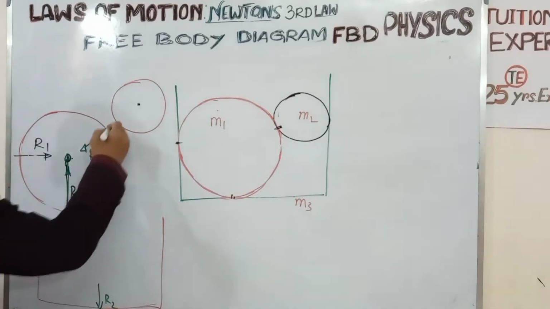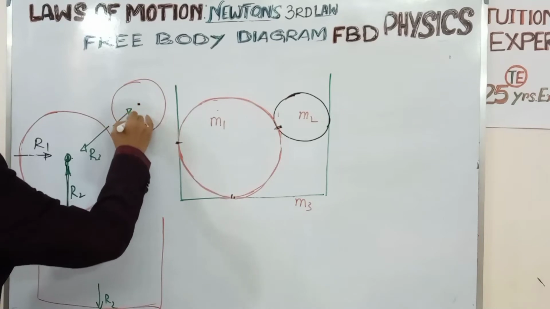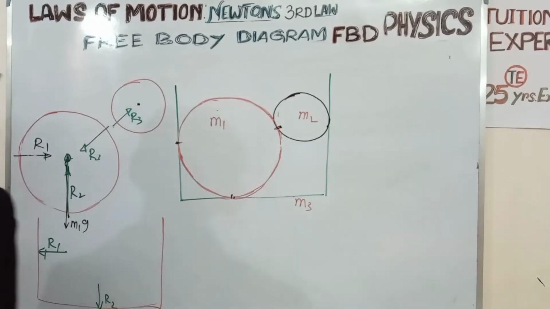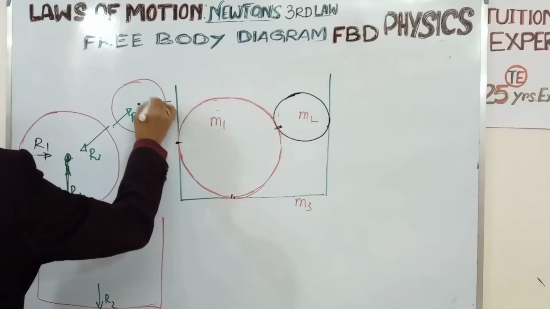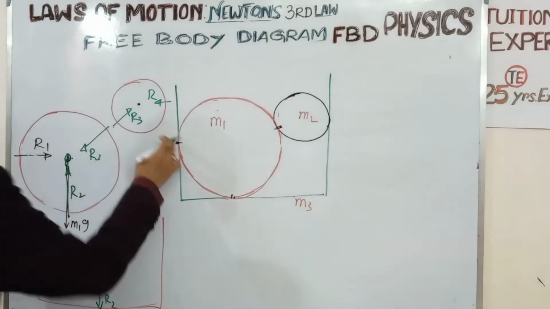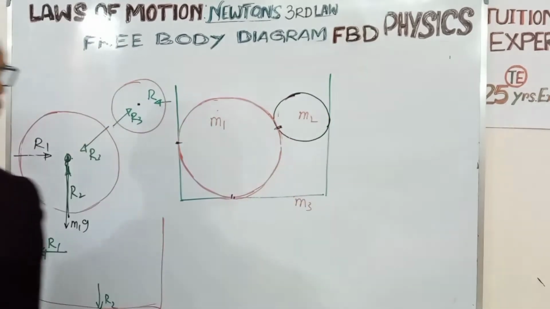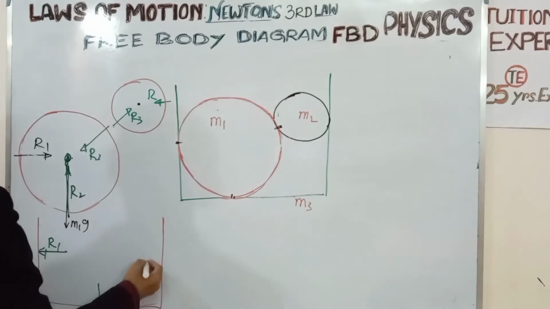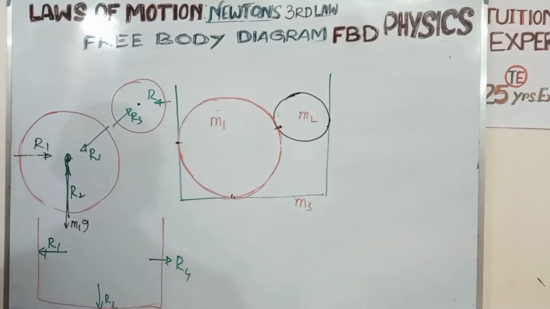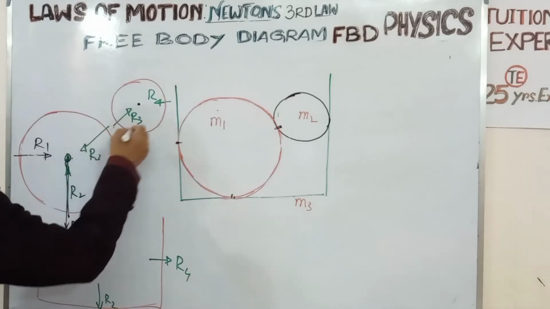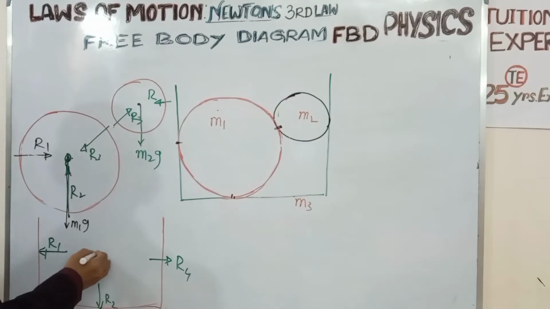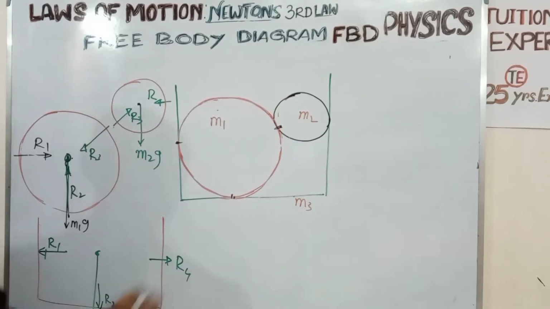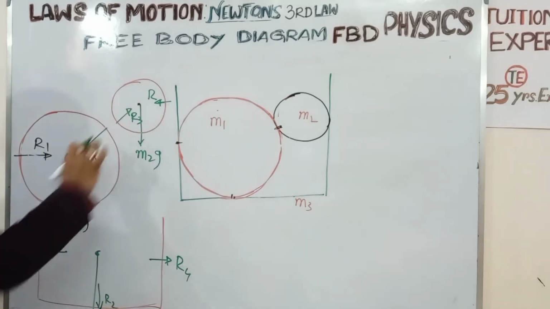So here R3, and this is a contact. So this is R1, R2, R3, R1, R2, R3. Now this is R4. Now R3. And the weight of the body is this m2g, and the weight of the container, suppose m3g. So these are the free body diagrams of each body.